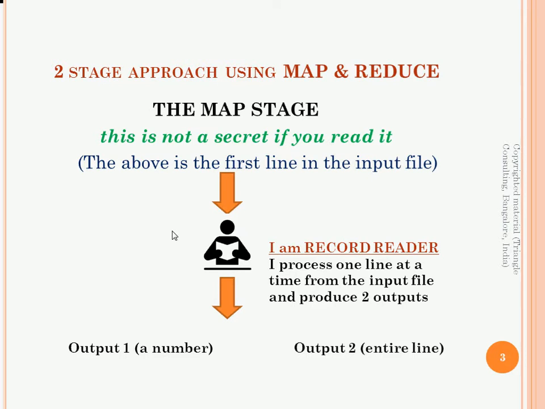The first substage within the map stage is the record reader. The record reader is a software component which reads one line of the input file at a time and does something to it. Basically, it produces 2 outputs after processing each line of the input file. The first output will always be a number, and the second output is going to be the entire line. So let's examine what the first output and the second output are.